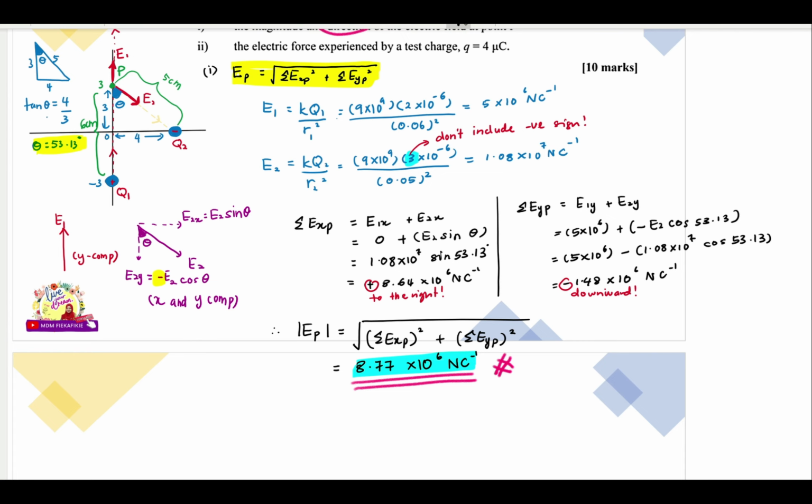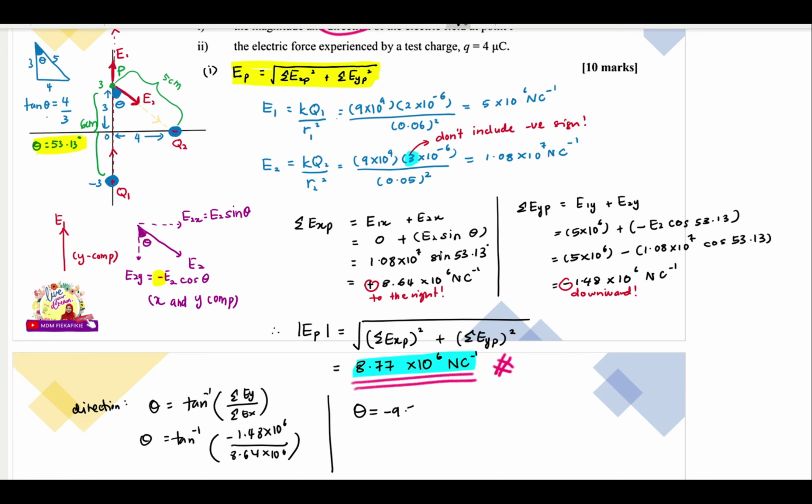So, I will put here. Okay, theta is equal to, this one's for direction, okay? Theta is equal to inverse tangent total electric field in Y component over total electric field in X component. Okay, so we can substitute all the values. So negative for Y component, negative 1.48 exponent 6 over 8.64 exponent 6. Alright. Therefore, the angle theta, okay, you akan dapat negative 9.72 degree. Ataupun kita kata, theta dia adalah 9.72 degree and it is below positive x-axis.